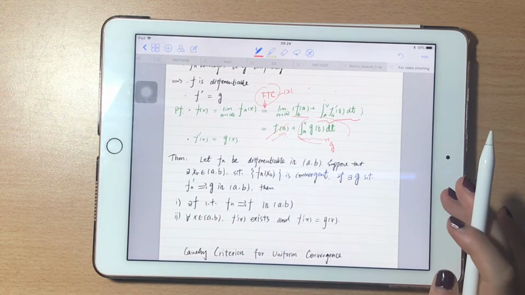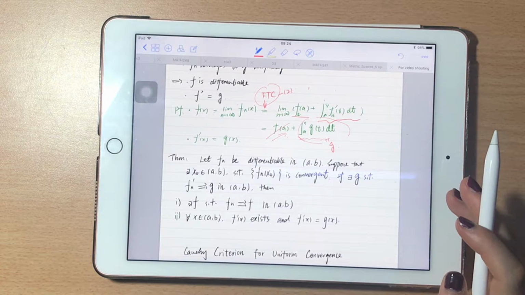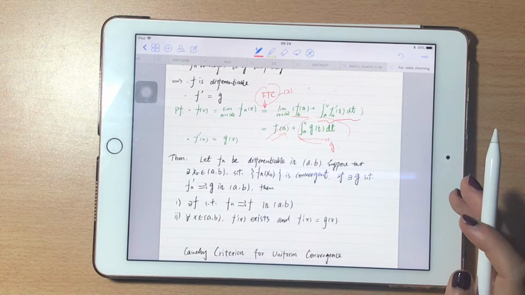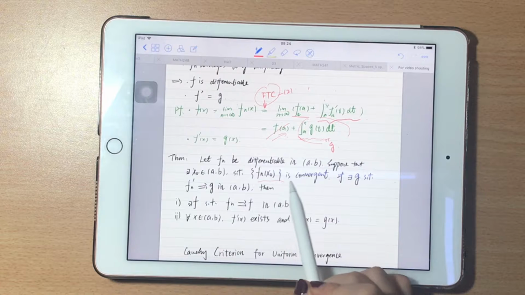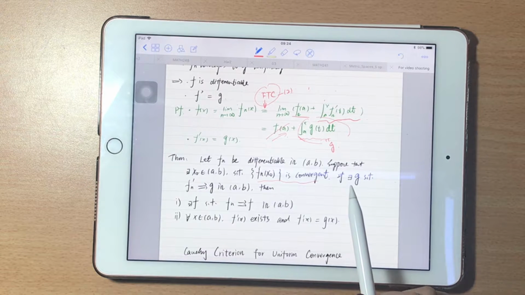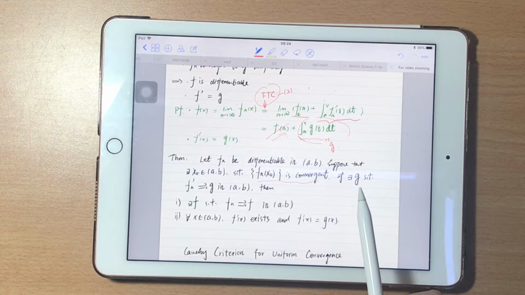The theorem says, now let fn be differentiable, right? This is the same as the previous one. And suppose that we have a point x0 in (a, b), such that fn(x0) is convergent. Now fn(x0) is a sequence of numbers, right? Because you have already fixed a point x0.